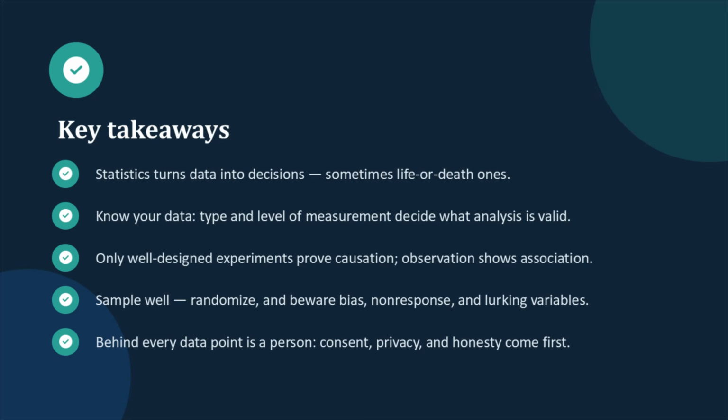Number 3, only a well-designed experiment can give us strong evidence of causation. Observational studies can show us association, but they cannot, by themselves, prove cause and effect. So let's say it one more time. Correlation is not causation. Number 4, sample well. Use randomization when you can. And always stay alert for things like bias, non-response, and lurking variables hiding in the background.